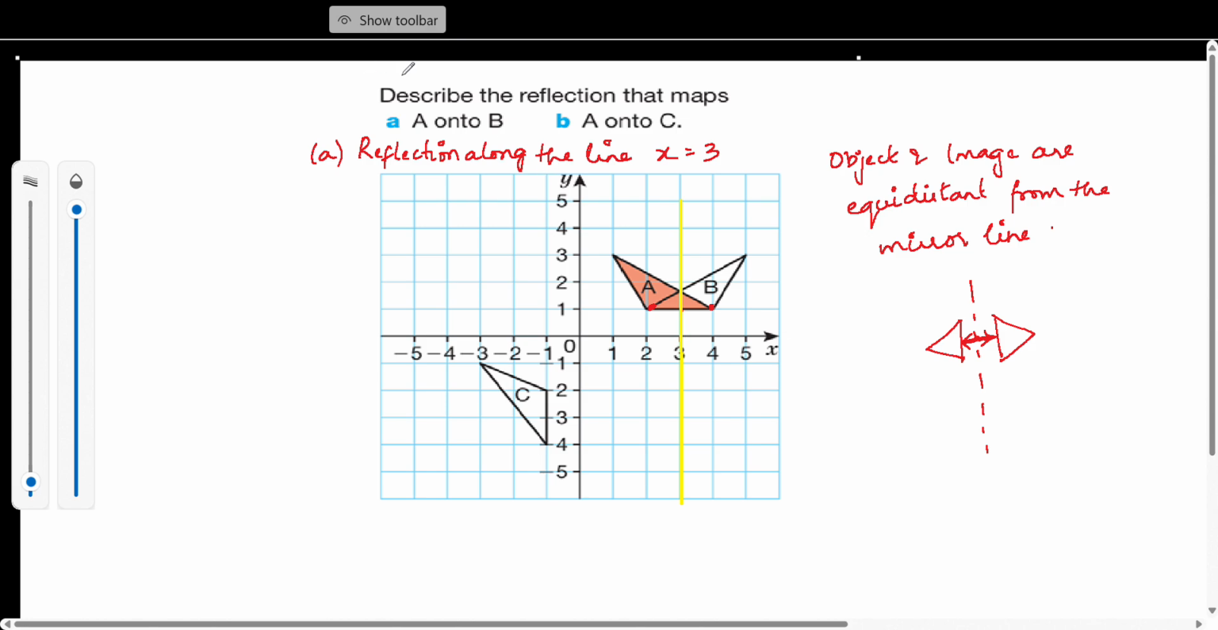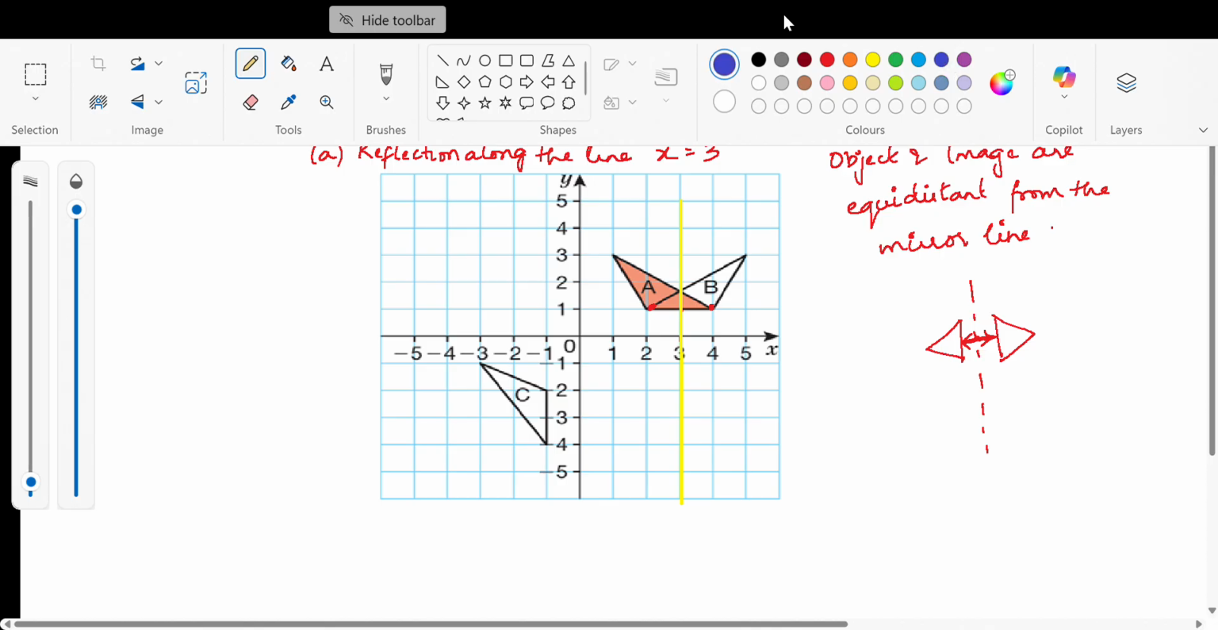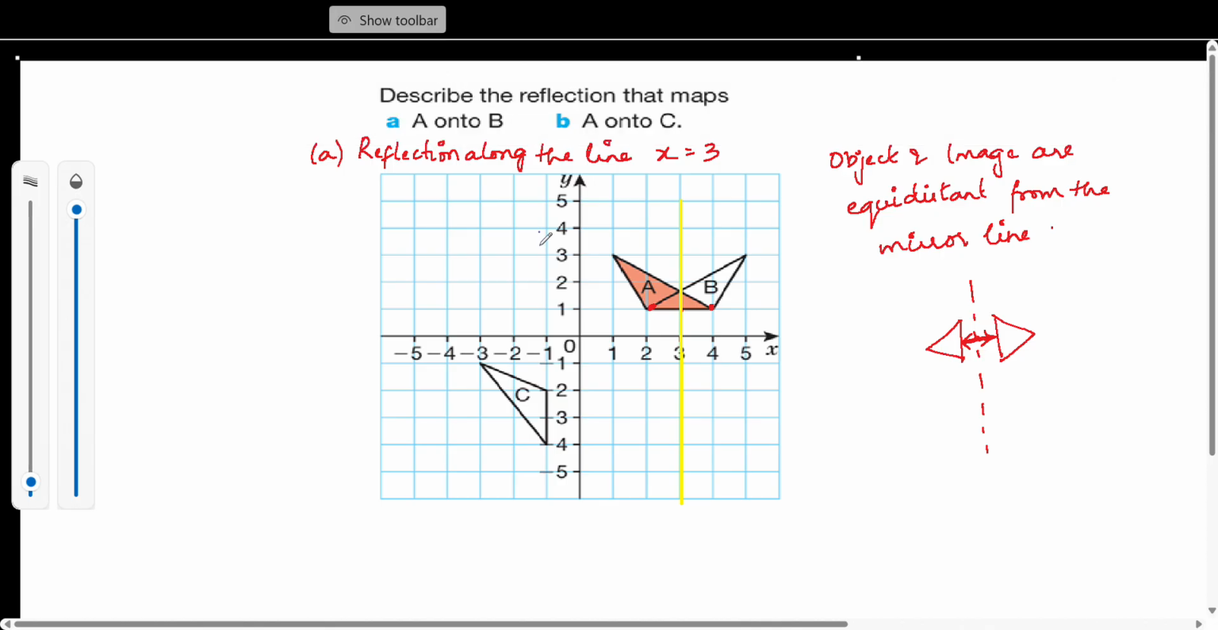Now part B is A to C. Now here comes the catch. In reflection, when the mirror line is vertical or horizontal, it's pretty easy to visualize it. What I've drawn here is a vertical mirror line. If I have a shape like this, naturally, if my mirror line is horizontal, the image will be like this. This is the object. This is the image. How much ever distance this is up, same distance down.